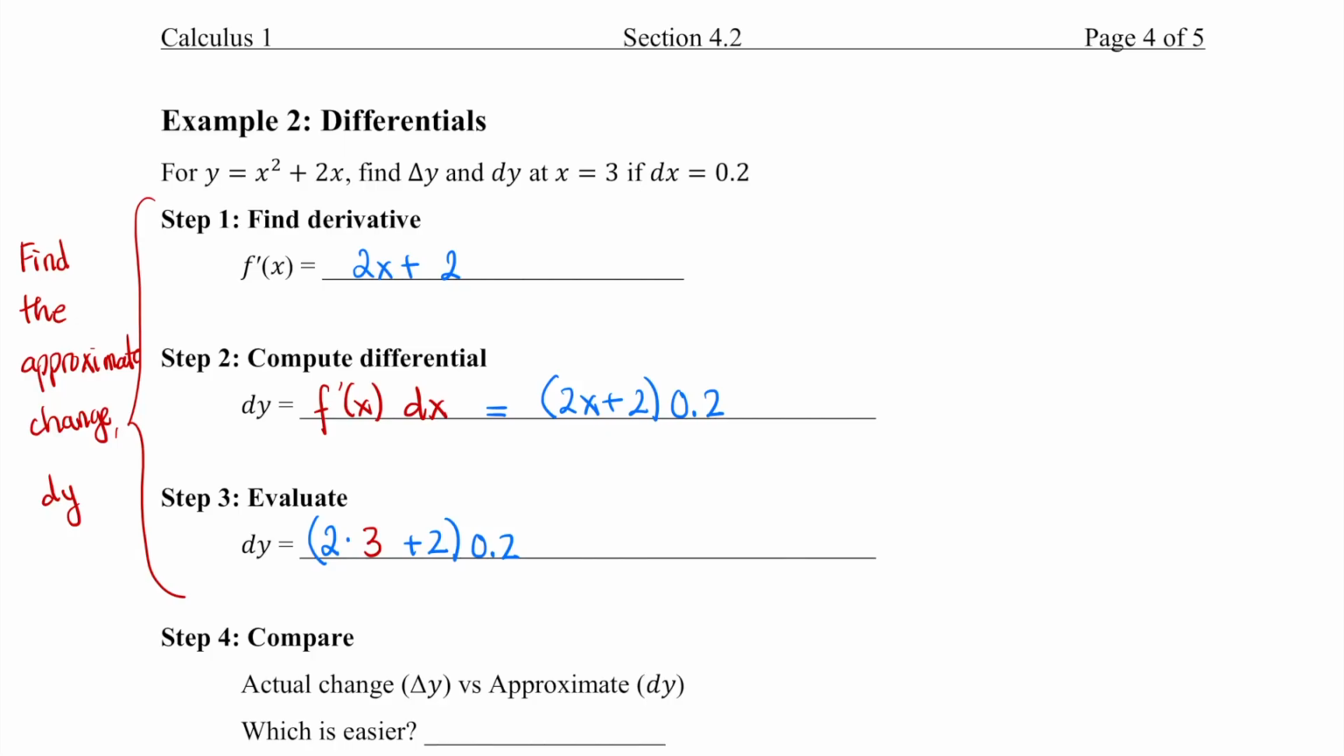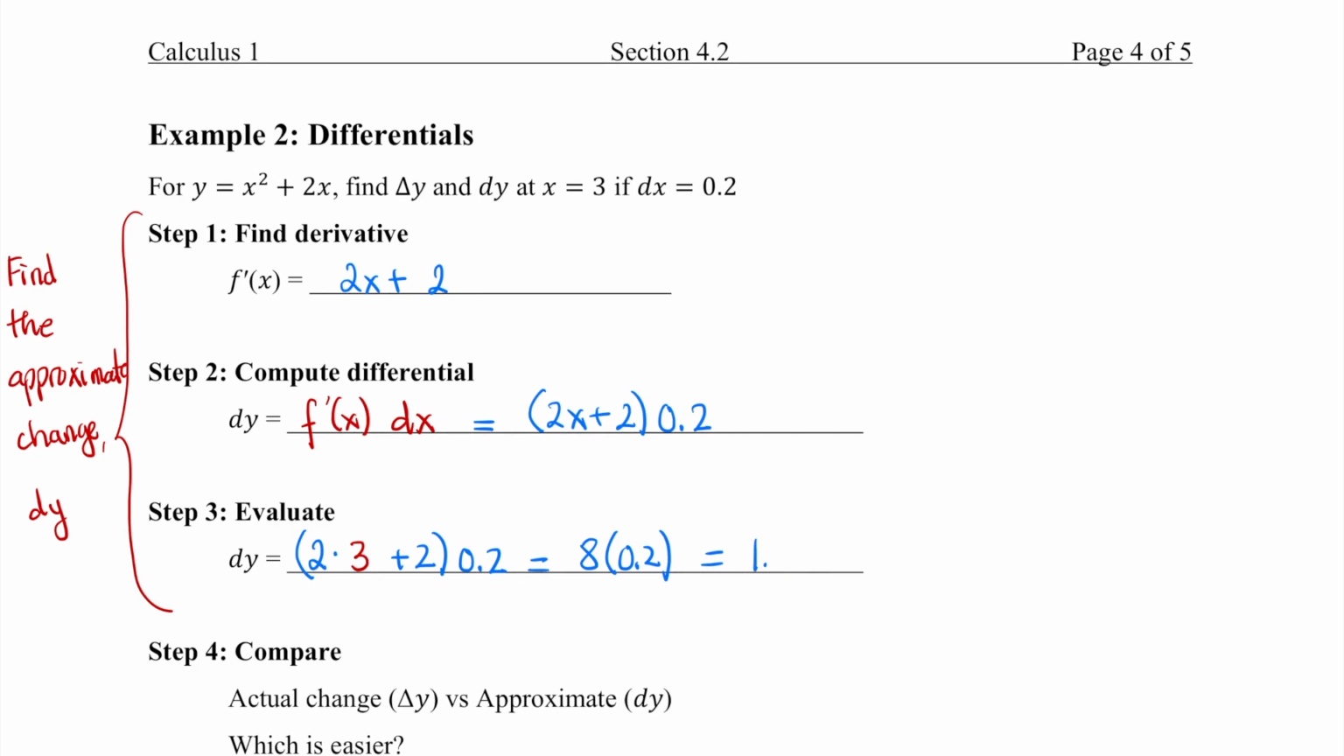So I have (2 times 3 plus 2) times 0.2. 2 times 3 is 6, plus 2 is 8. So I have 8 times 0.2. And 8 times 0.2 is 1.6. So I have dy equals 1.6. This is the approximate change.